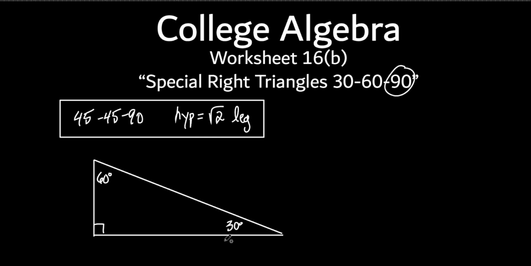Remember, on a 45, 45, we had two legs that were the same, and we had the hypotenuse, okay? So we still have one of those things here. What do we have? We got a hypotenuse, okay? So this is our hypotenuse right there. How do I know it's the hypotenuse? Because it's opposite the right angle. It's across from the right angle, okay? So we know that's the hypotenuse.